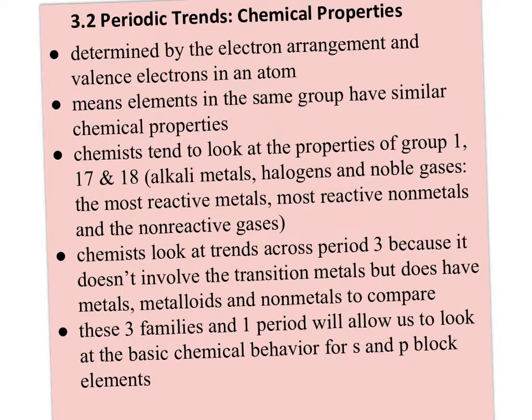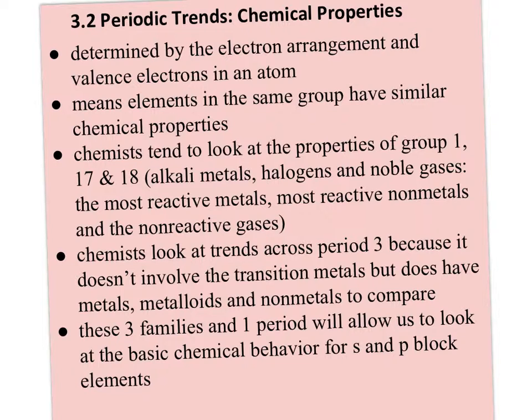Welcome. This video is going to look at the last part of Section 2 from Chapter 3, or the end of Chapter 3 from the Brown SL Chemistry book. And here they're going to look at the periodic trends among chemical properties or chemical behaviors of the different elements. So the bottom line is chemical properties are determined by the electron arrangement and the valence electrons in an atom.